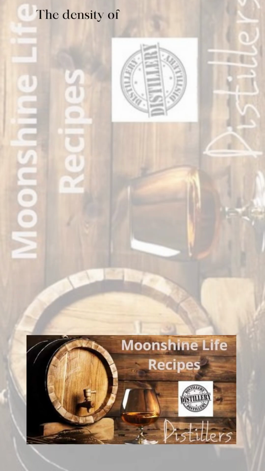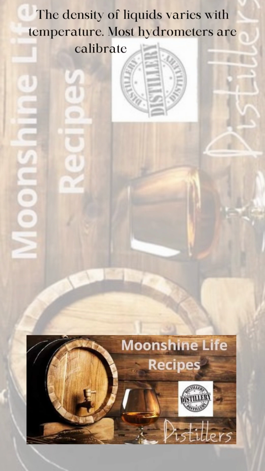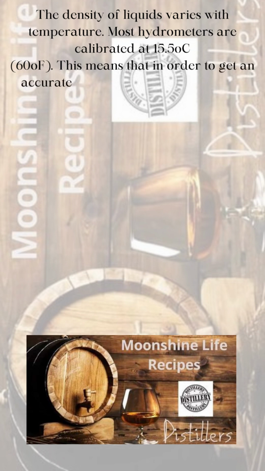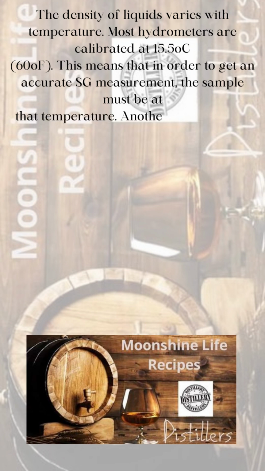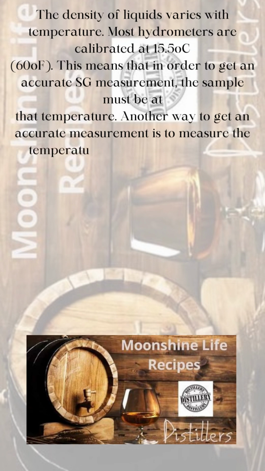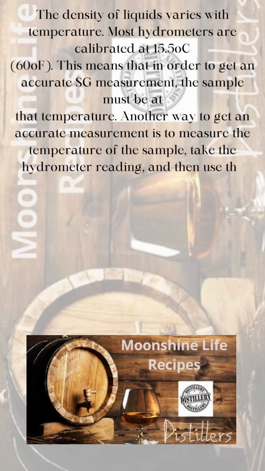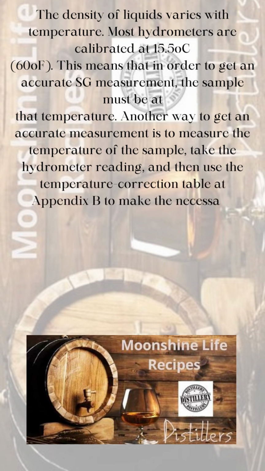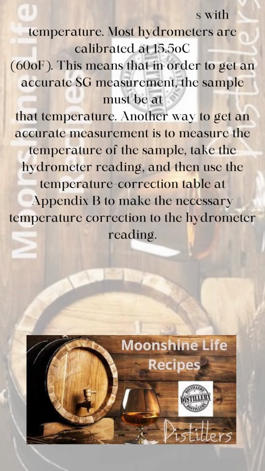The density of liquids varies with temperature. Most hydrometers are calibrated at 15.5°C, 60°F. This means that in order to get an accurate SG measurement, the sample must be at that temperature. Another way to get an accurate measurement is to measure the temperature of the sample, take the hydrometer reading, and then use the temperature correction table at Appendix B to make the necessary temperature correction to the hydrometer reading.